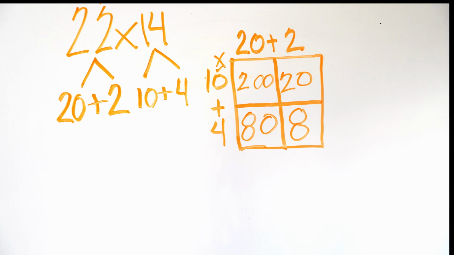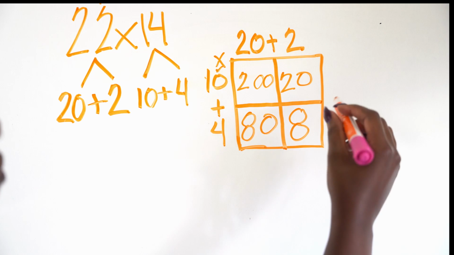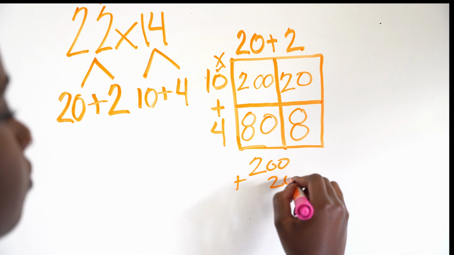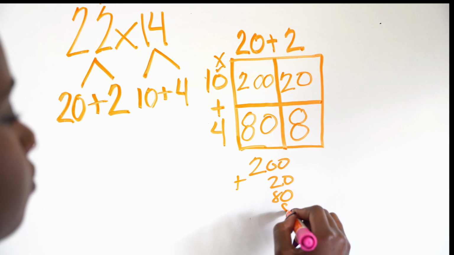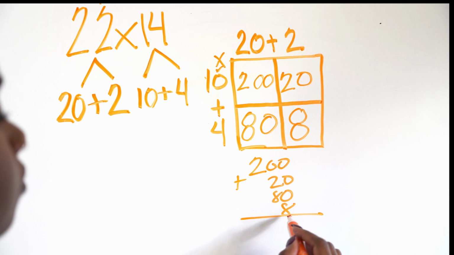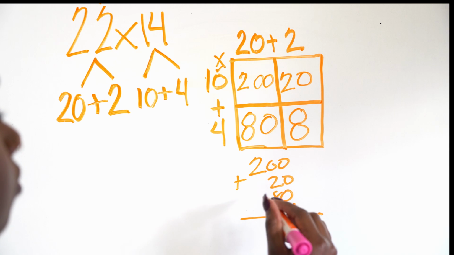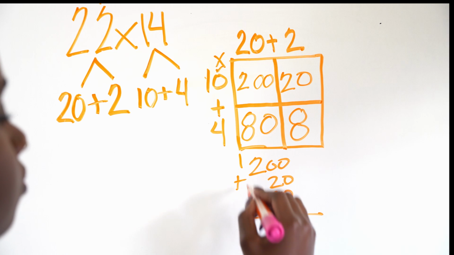You've completely filled up your box, and now it's time to add everything to get your total sum. So 200 plus 20 plus 80 plus 8. All right, if we add all that together, we get 308.